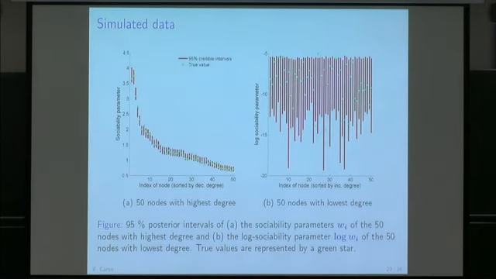Since we do Bayesian inference, we want to have credible intervals on the sociability parameters of the nodes. On the left, I represented in green the sociability parameters of the nodes with highest degree, and in red the 95% credible intervals. We recover those credible intervals quite well. The same for the nodes with lowest degree. Because the network is power law, all of those nodes have degree 1, and this is the log sociability in the log space. We can recover the credible intervals relatively correctly as well.